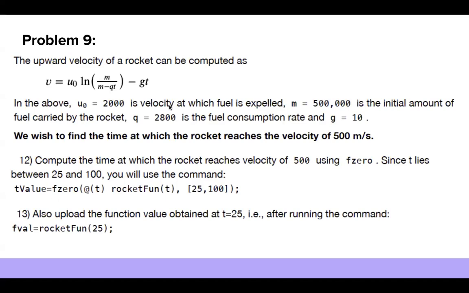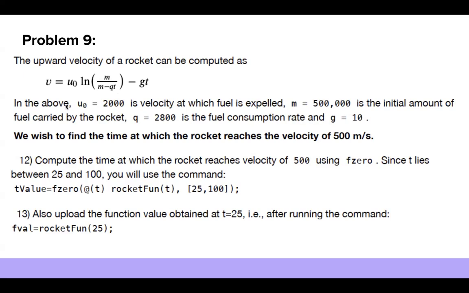So this is also an example with fsolve. Here you don't have to worry about the technicalities of the question, but imagine that it is similar to what we solved for the friction factor. Here you have an upward velocity V given as a function of the initial velocity U0, and M, the initial mass of fuel that is carried, and Q, the fuel consumption rate, and g, the acceleration due to gravity, which is 10. So this is the equation that is given. U0 is a constant, M is a constant, g is a constant, and Q is a constant. Now we have to use this to solve this equation.